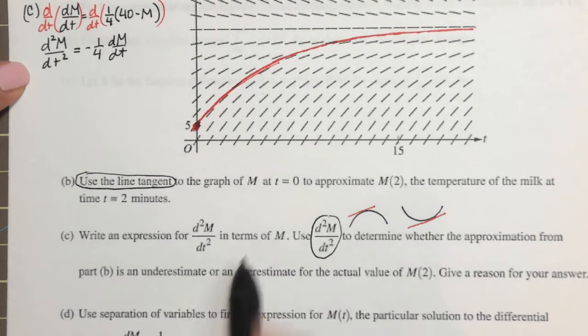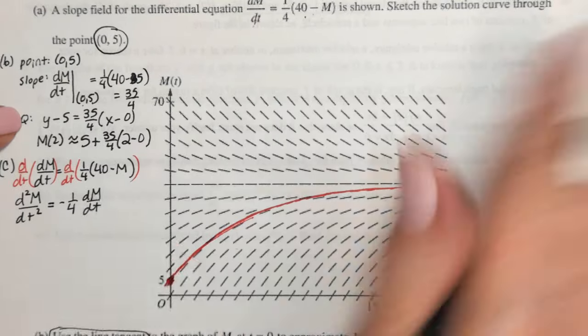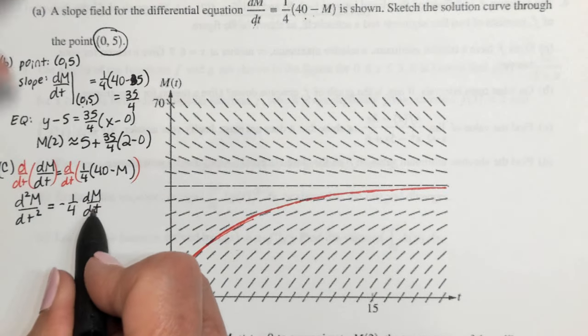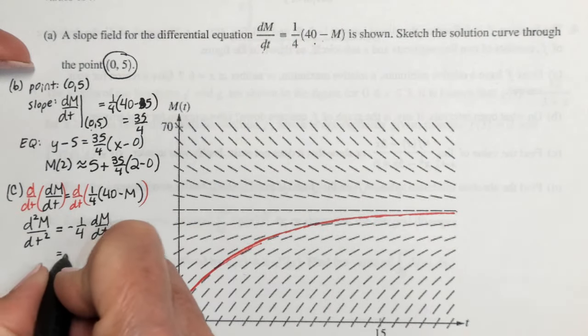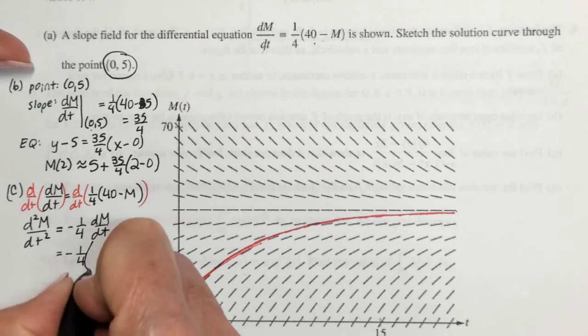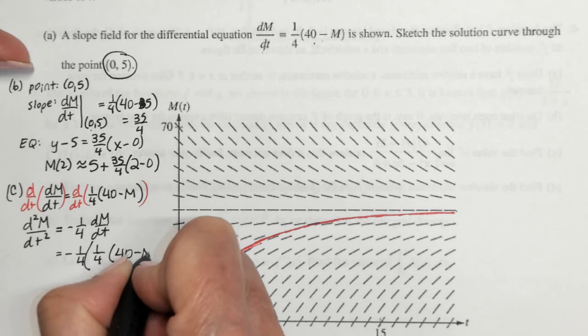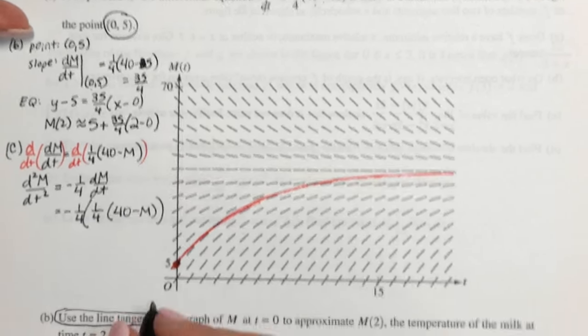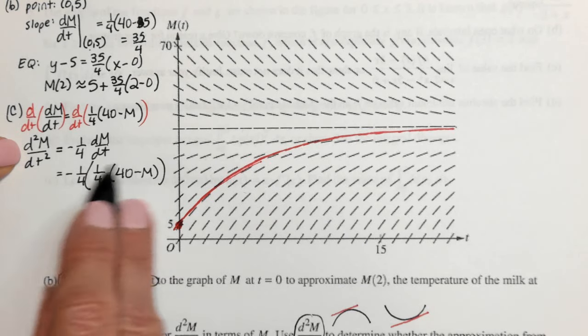We needed to write it in terms of m only, so our only variable can be an m. So I replace dm dt with the expression for dm dt, 1/4 times 40 minus m. And so I have my expression for the second derivative in terms of m.